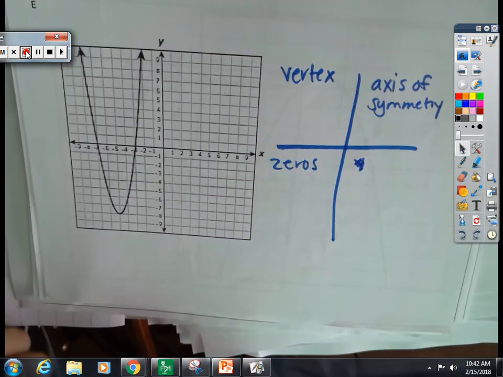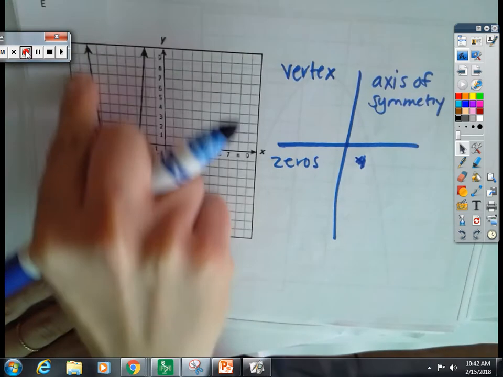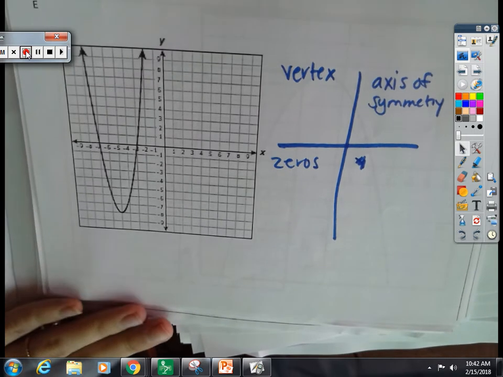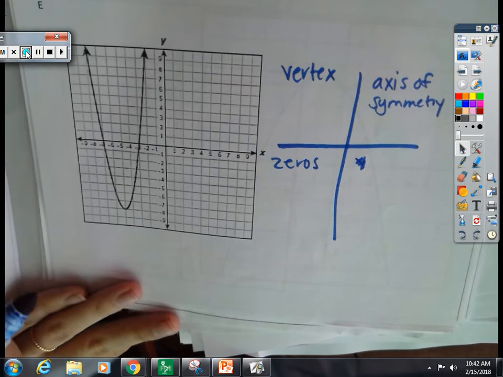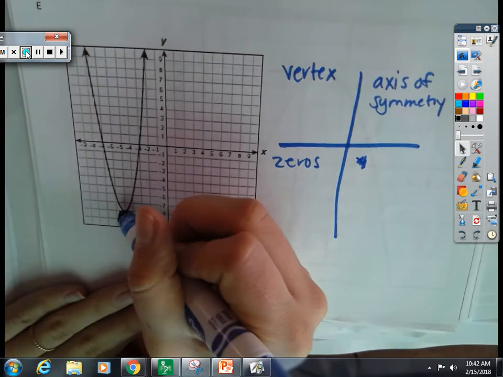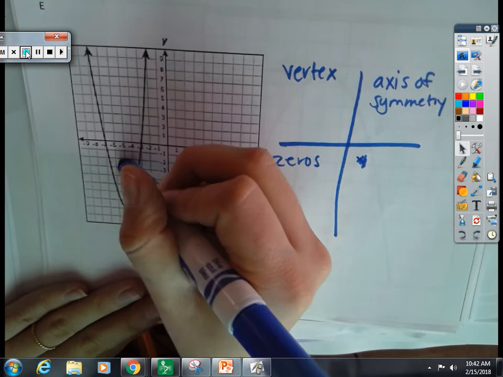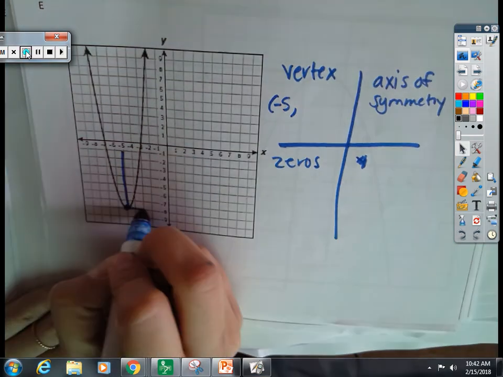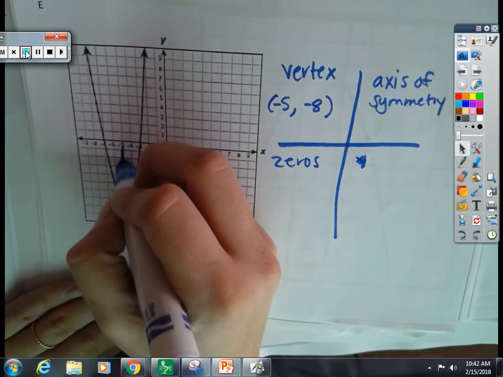Alright, vertex. So you have a graph like this, where you find the highest and the lowest. I'm going to put a little pause, find the highest and the lowest. In this case, this is going to keep going up. So you only have a lowest, called the minimum. Here's the lowest. So the x is -5, comma, the y, which is negative 8. Okay? The x is negative 5, and the y is negative 8.